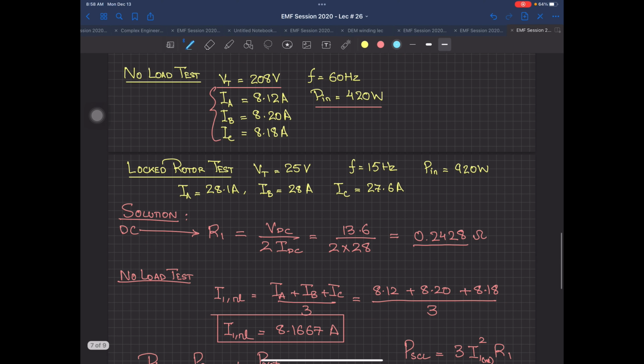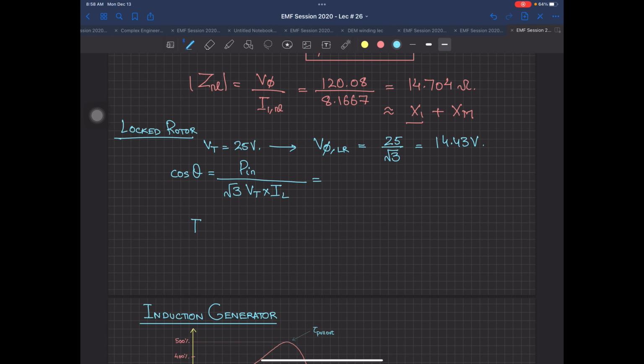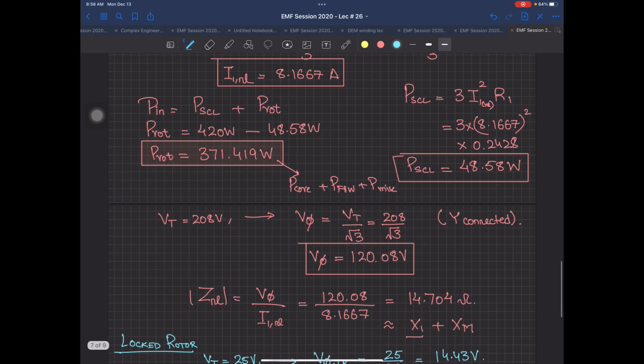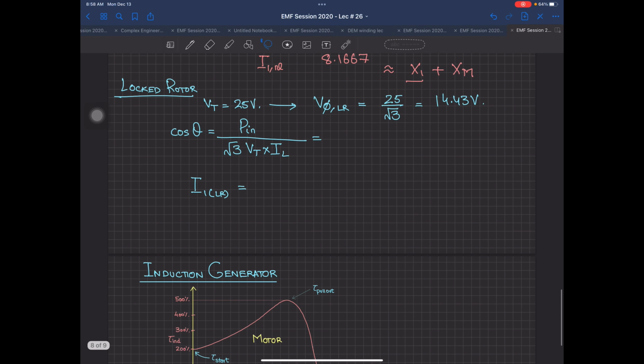And then I have the next data. I have frequency F, I have P input. Cos of theta would be equal to the input power divided by under root 3 Vt into IL. I still don't have the IL, so I need to find out the IL, or actually I1 at LR, because I have been given 3 values. So these are the 3 values over here, and I have to use them.